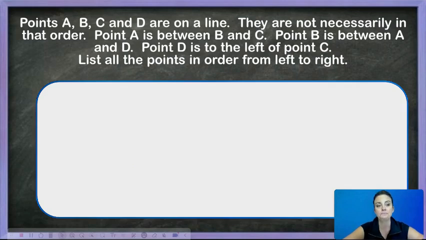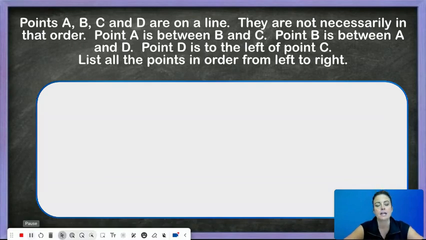The first problem says points A, B, C, and D are on a line. They are not necessarily in that order, though. Point A is between point B and C. Point B is between point A and D. Point D is to the left of point C. Your job is to list them all in order.